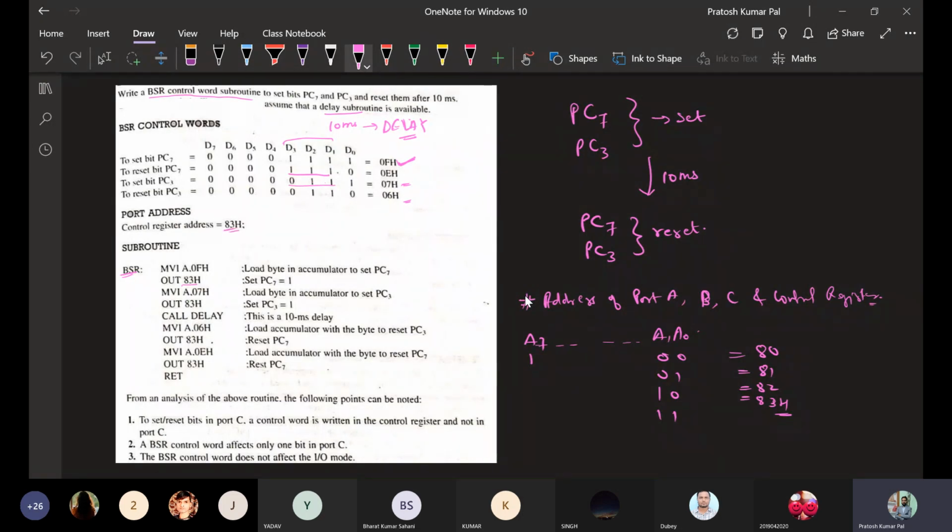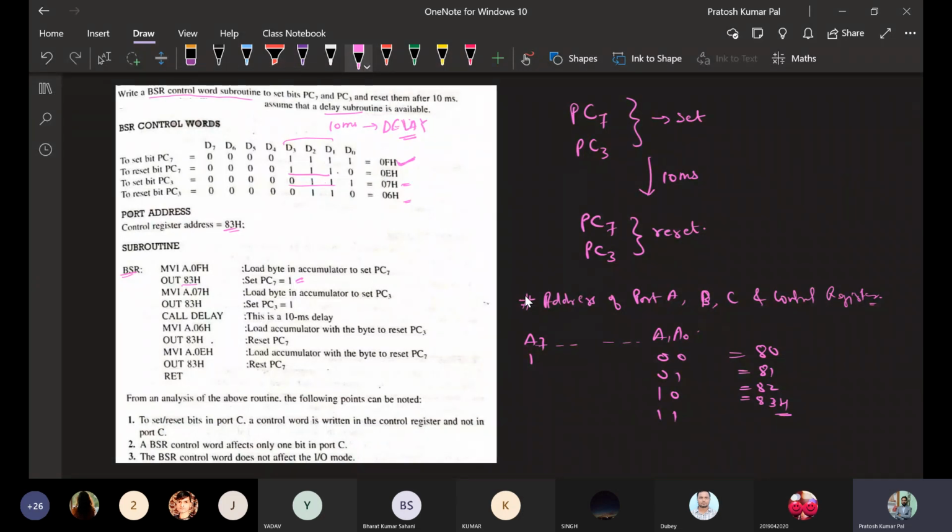So first of all 0F will be moved to the accumulator, and then from the accumulator the OUT instruction will be used, and this OUT is for 83H, because 83H is the port location for the control register. So now 0FH has been moved to 83, that means the control register. Once the control register has been stored with the 0FH value, it will set the PC7. Now we will see the next, we need to set the PC3 as well.